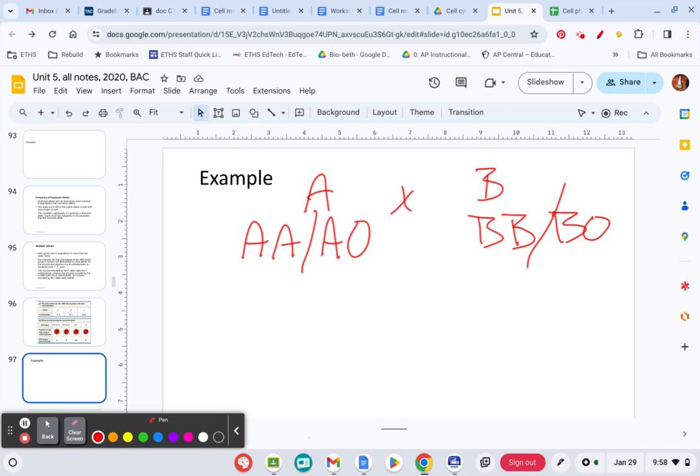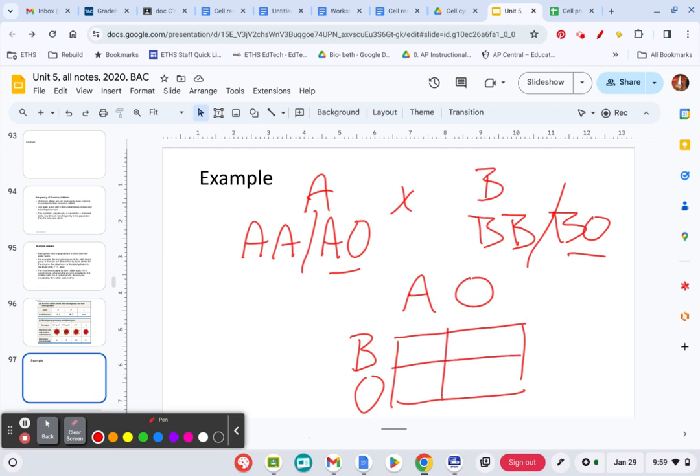Okay. What if I said that they had a child who has type O blood? It has to be OO. The parents have to be AO and BO. And I can do the Punnett square to show that. Okay, so they can have a kid who has type O blood, but only if both parents have the recessive allele to pass down.